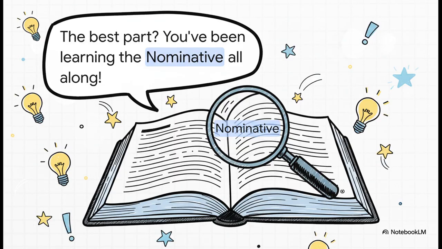And here is the absolute best part, the big secret reveal. Every single noun you've learned so far, der Hund for the dog, das Buch for the book, well, you've already been learning their nominative form. It's the default, the one you'd find in a dictionary. You've been doing it this whole time without even realizing it.